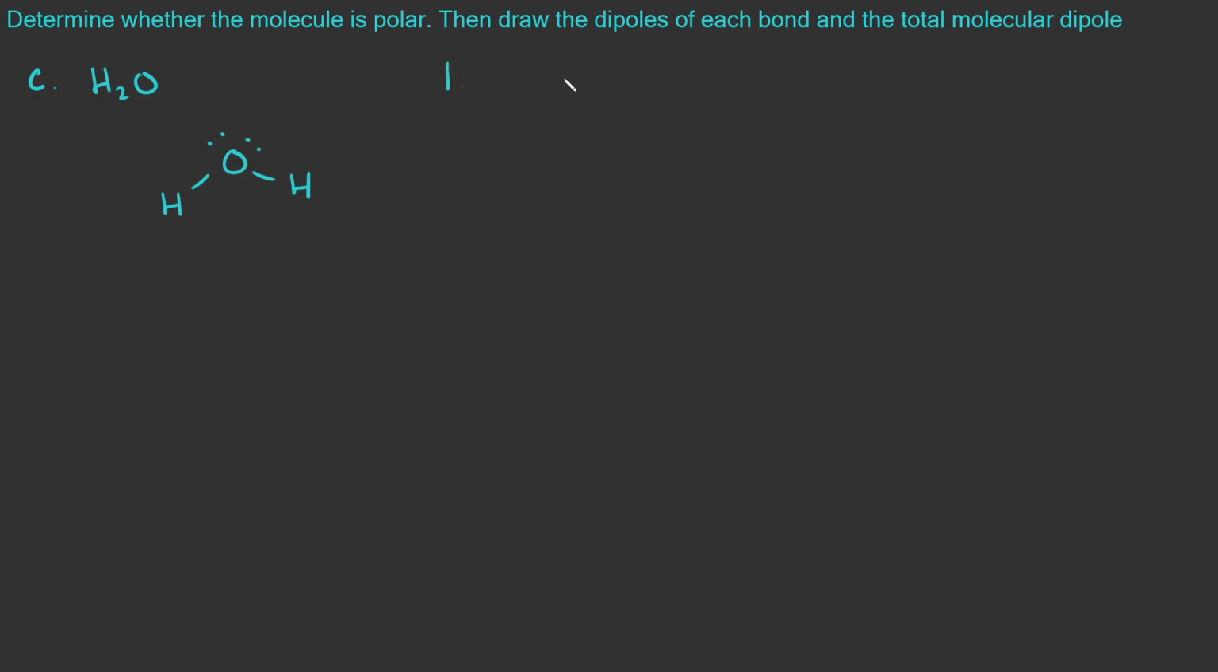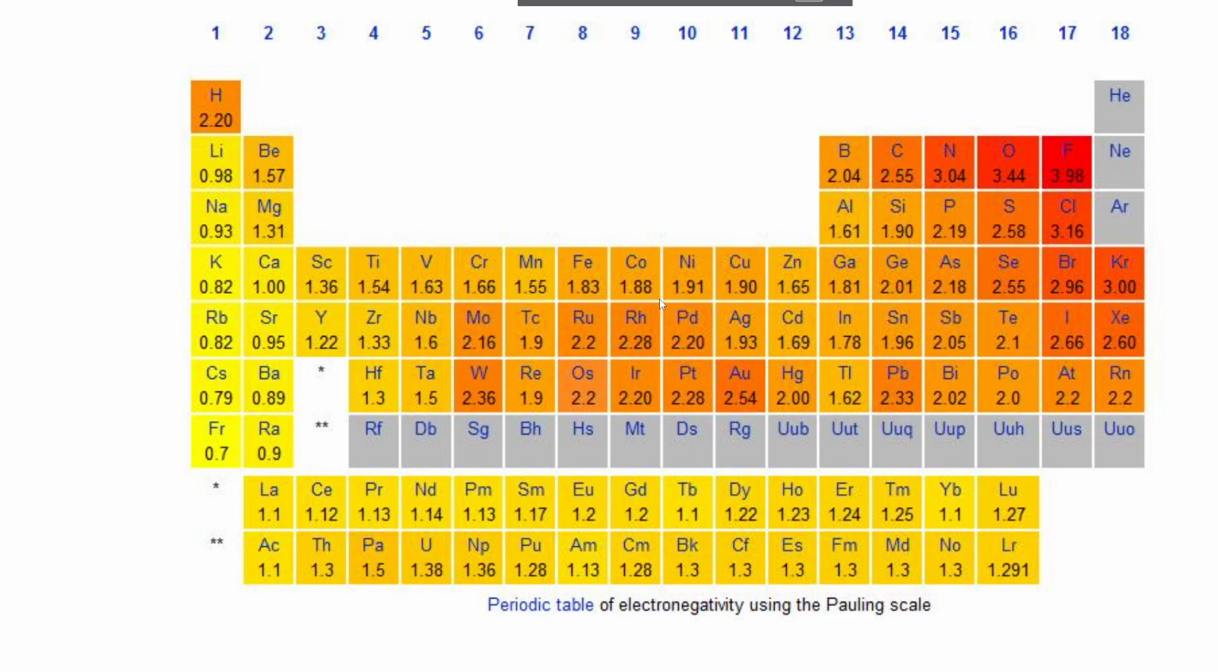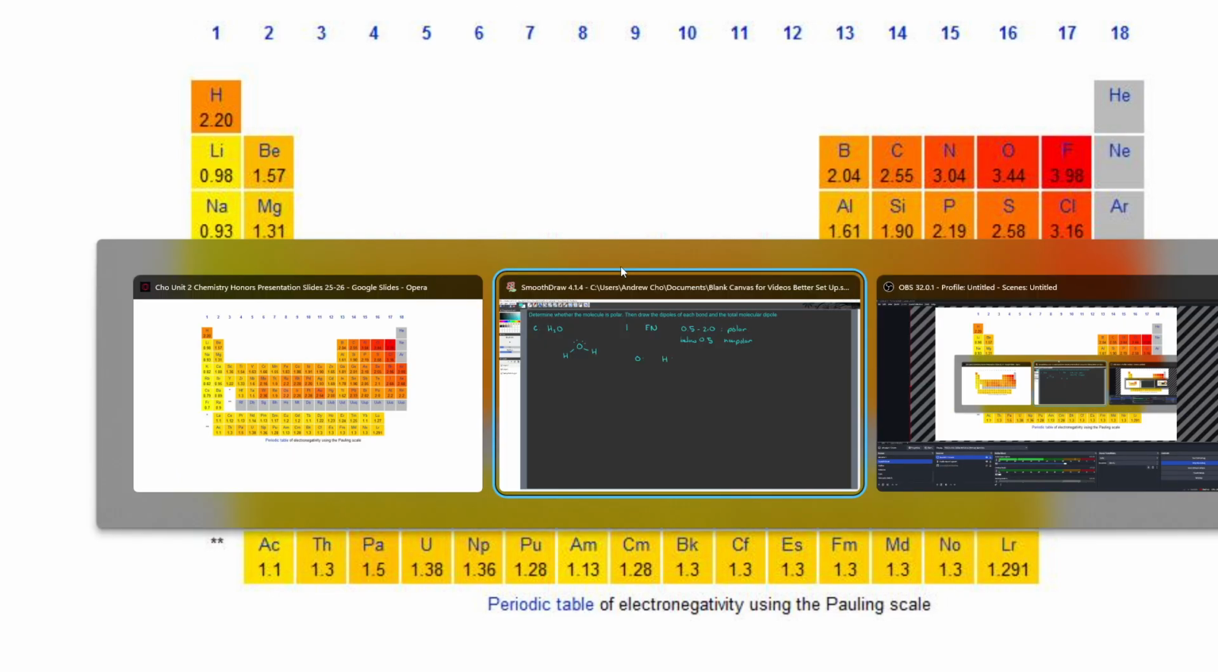Our first step, once again, is to always find the difference in electronegativity. Remember, it has to be between 0.5 and 2.0 in order for it to be polar. If it's below 0.5, then it's nonpolar. And so we have to figure out the difference between our values of O and H. Let's look at our chart. Oxygen is 3.44. Hydrogen is 2.20.